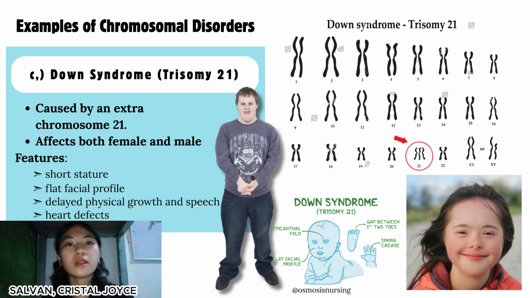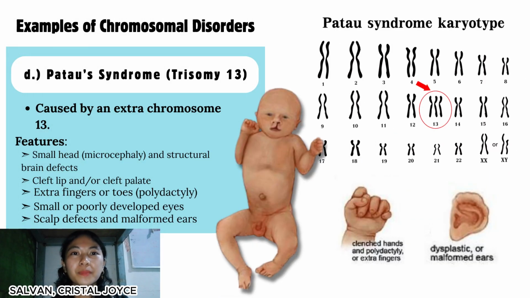Down syndrome is caused by having an extra chromosome 21, and it affects both males and females, and the risk increases with maternal age. People with Down syndrome often have a short stature, flat facial features, heart defects, and delayed physical and speech development. Then we have Patau's syndrome or trisomy 13.